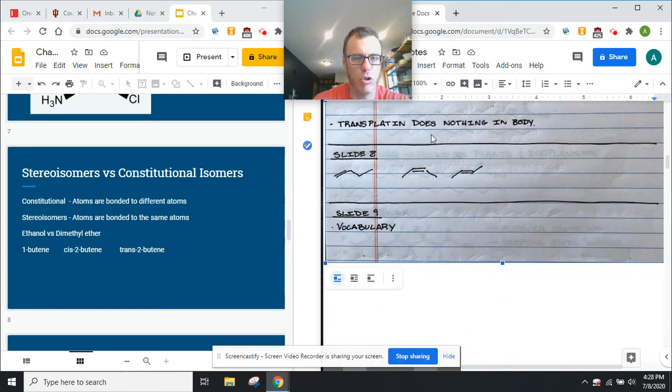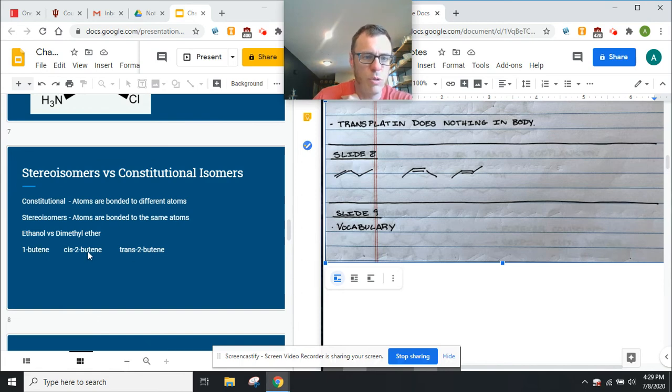Stereoisomers versus constitutional isomers. All right. Constitutional means that things are bonded in a different order. Stereo means they're bonded to the same atom, but we have a different way of orienting. So here, ethanol versus dimethyl ether, we talked about that. That's constitutional, right? Way back when. But now we could start talking about stereoisomers.